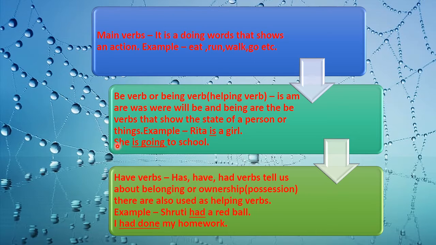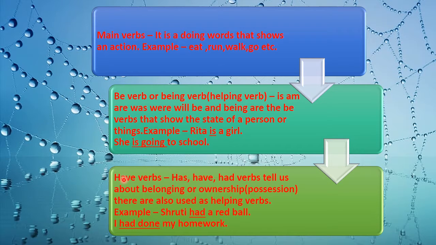Now let's see the next example. She is going to school. Now here is came before the main verb going to school. So here is acts as a helping verb. So this verb sometimes acts as a main verb and most of the time it acts as a helping verb. So we call it a helping verb.